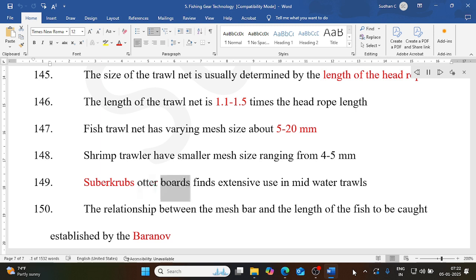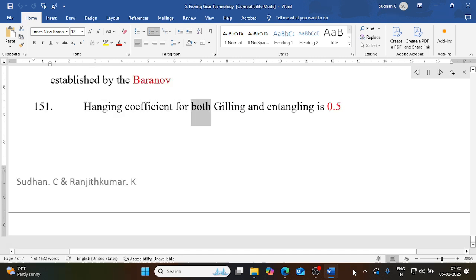Super crab otter boards find extensive use in mid-water trawls. The relationship between the mesh bar and the length of the fish to be caught was established by Baranov. The hanging coefficient for both gilling and entangling is 0.5.